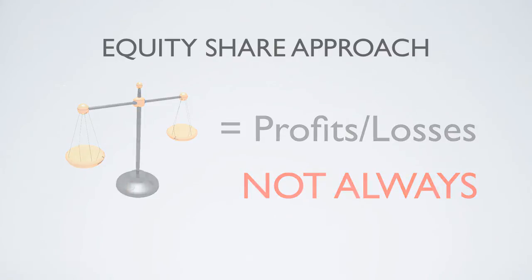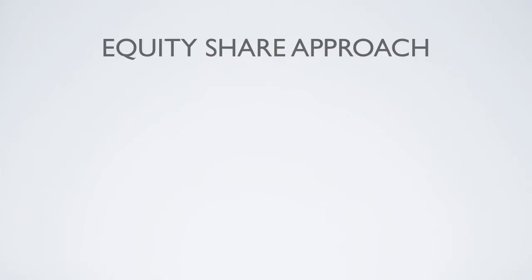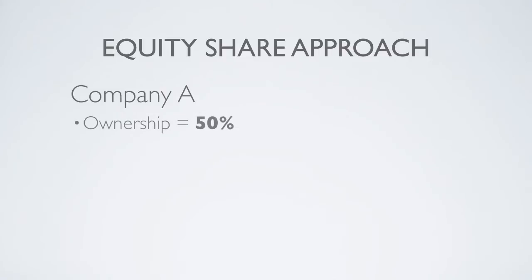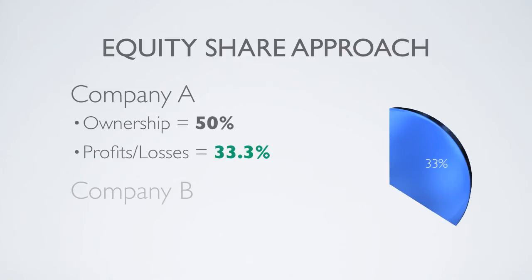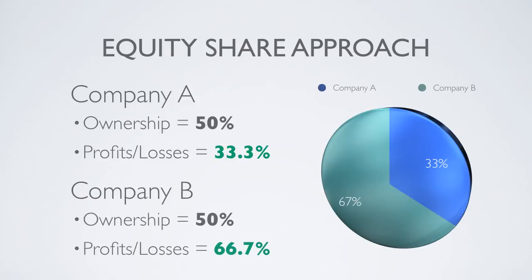For example, two companies might have a 50-50 joint operation. That is, each company owns 50% of the operation. But one company might receive 2/3 of the profits and losses, while the other receives only 1/3, despite the fact that it's a 50-50 joint operation. In these situations, under the equity share approach, a company's economic interest in the operation overrides the percentage ownership.